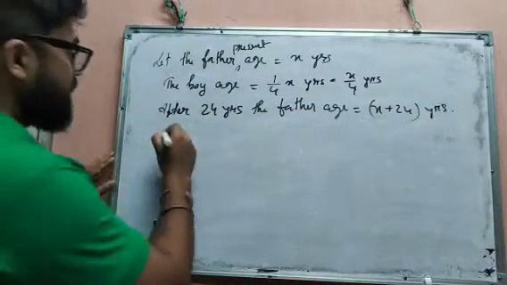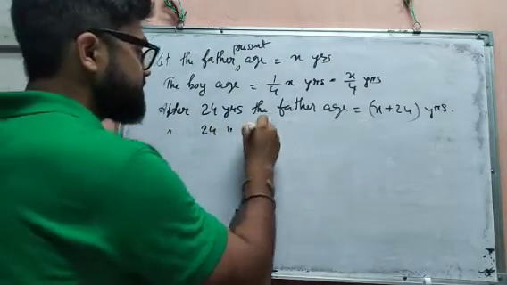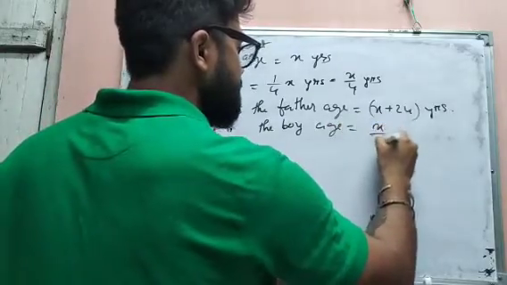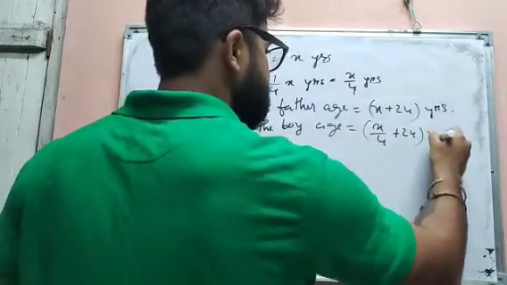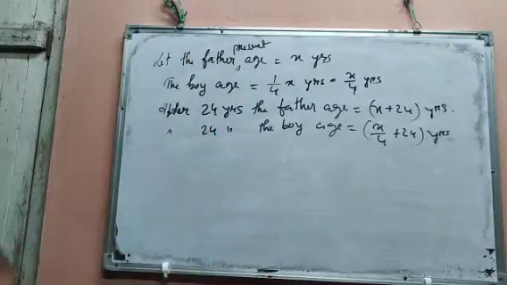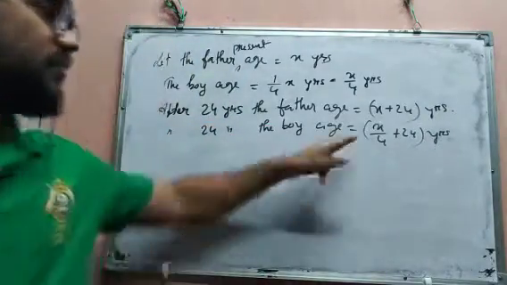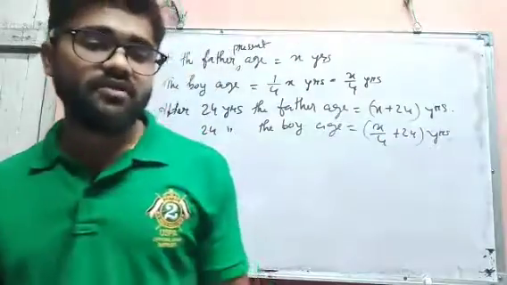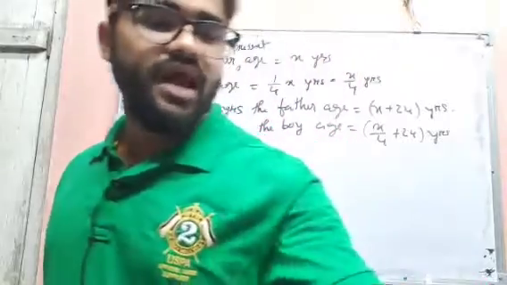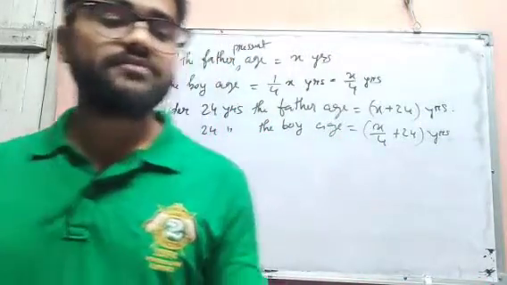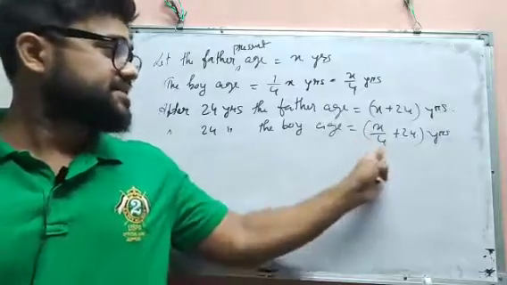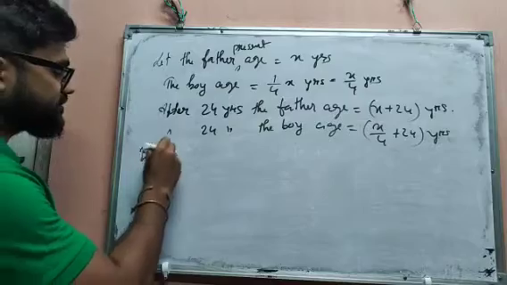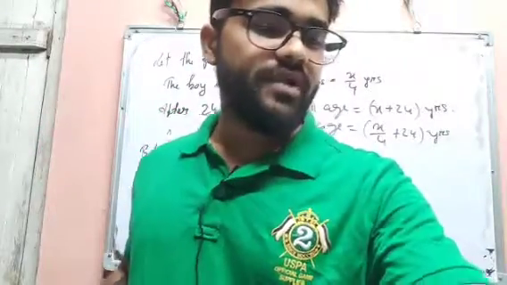Okay. Secondly, after 24 years the boy is x by 4 plus 24 years. That means the father and the boy will be x plus 24 and x by 4 plus 24. But the condition given is what? That the boy will be half of the age of his father. That means whatever the boy's age is, this age will be half of that age. Okay. So by the question's condition, after 24 years the boy's age will be half the age of his father.